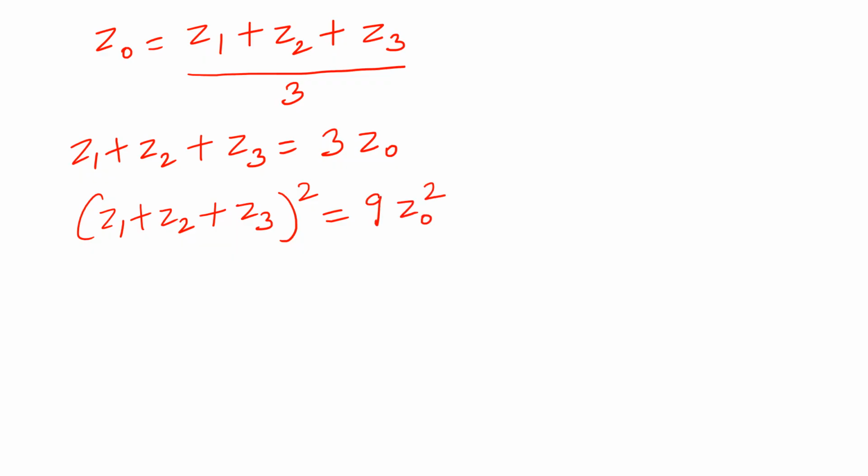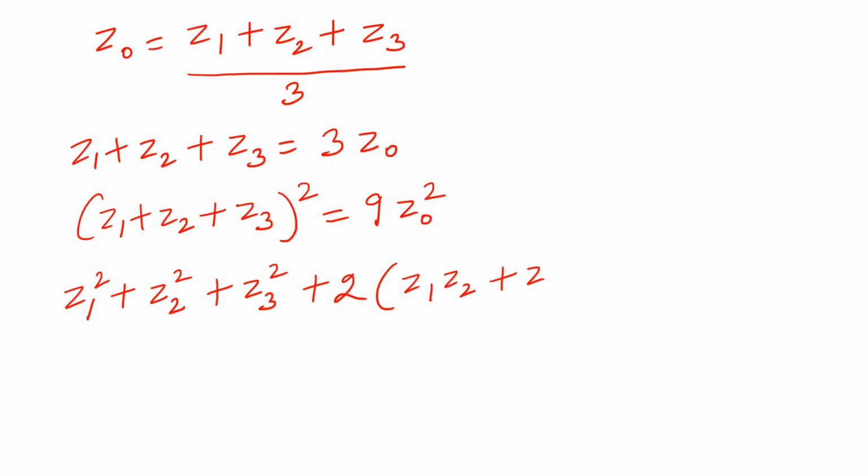So you will get (Z1 plus Z2 plus Z3) whole square equal to 9 into Z0 square. Now just apply the identity of (A plus B plus C) whole square on the left hand side of the equation. So you will get Z1 square plus Z2 square plus Z3 square plus 2 times (Z1 into Z2 plus Z2 into Z3 plus Z3 into Z1), and this is equal to 9 into Z0 square.